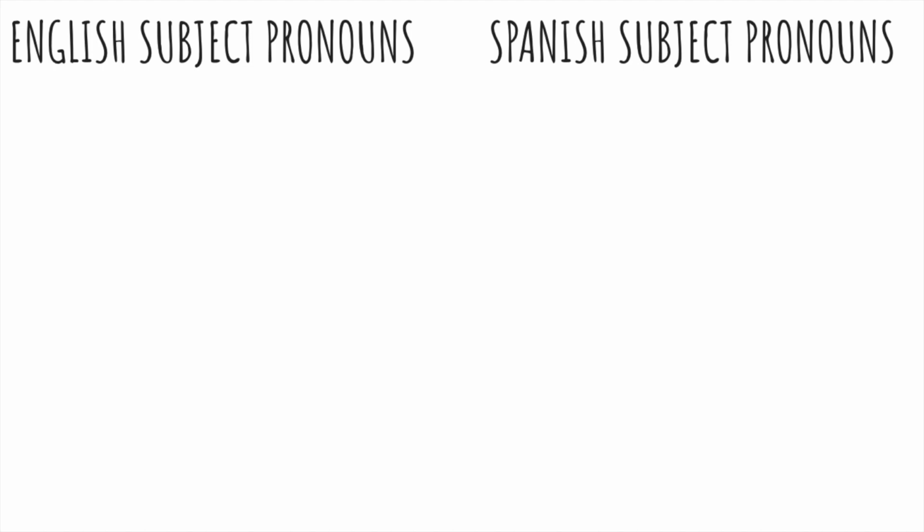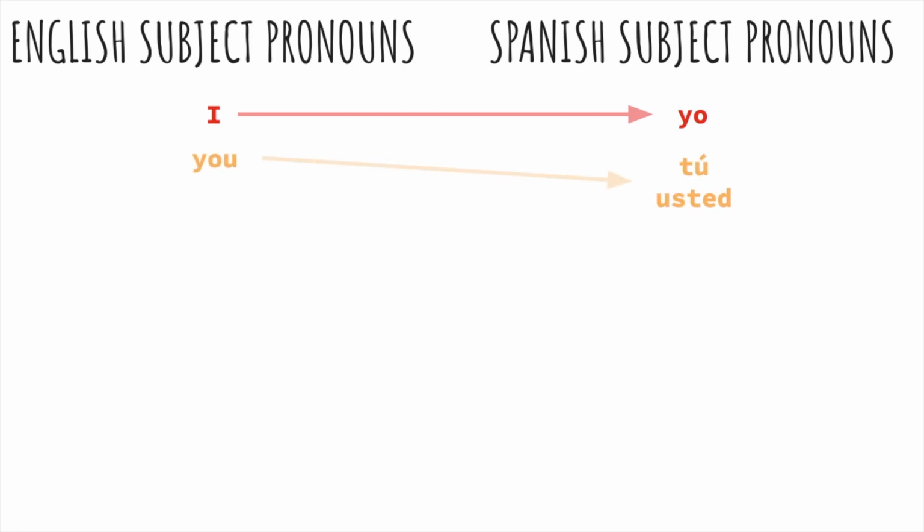Let's find out how to say the subject pronouns in Spanish. I is yo. You, when it refers to one person, can either be tú or usted. In English, the word you can also refer to a group of people. In that case, it is either vosotros or vosotras or ustedes in Spanish.